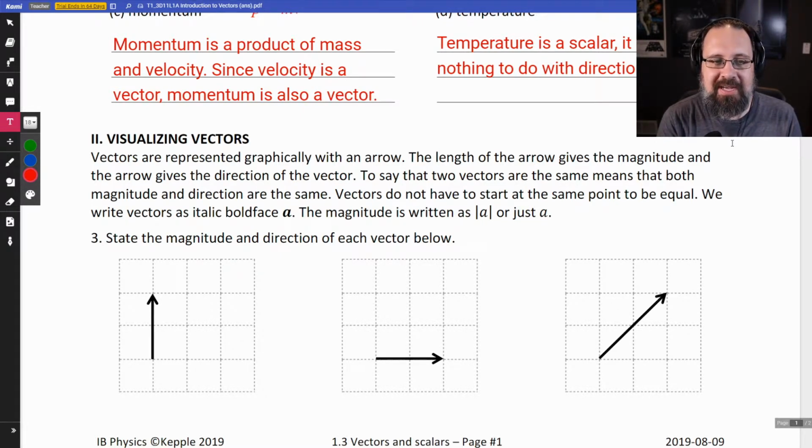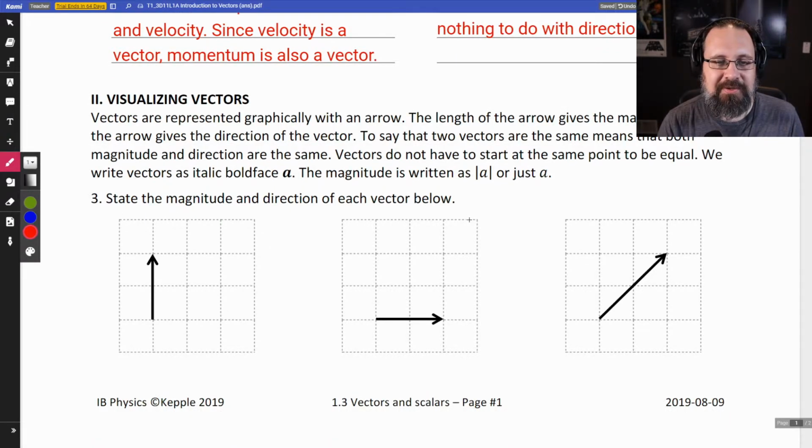We write vectors as bold, italic A. The magnitude is written as absolute value of A or just A. So you notice that when it's a vector quantity, we write it in bold, but when we're just saying the magnitude, we write it in italics. Most of the time when you see equations in this class, they're just going to be regular old italic letters, meaning that they're just dealing with the magnitudes.